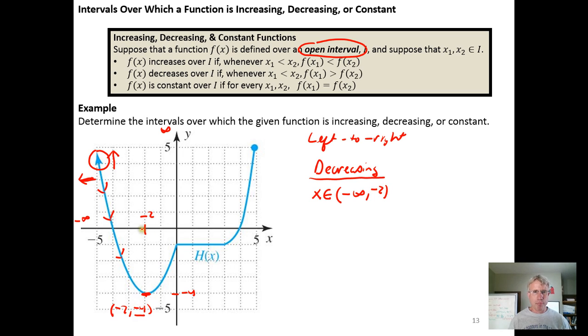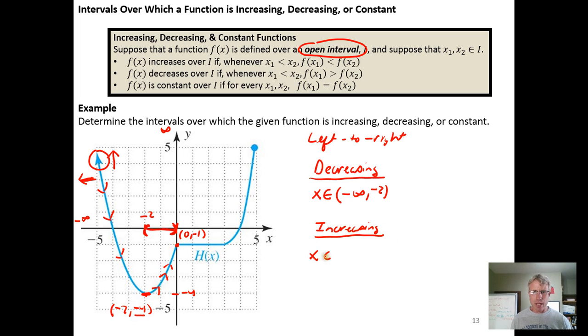And once we get past -2 along the x-axis, we see that the function begins to increase. In fact, it's going to increase to a maximum of -1 right here. When x is 0, we get an output of -1. So it increases as we move from -2 to 0 along this interval right here. As we're moving along this interval, the function values are increasing from -4 up to -1. So we have an increasing function over that interval.